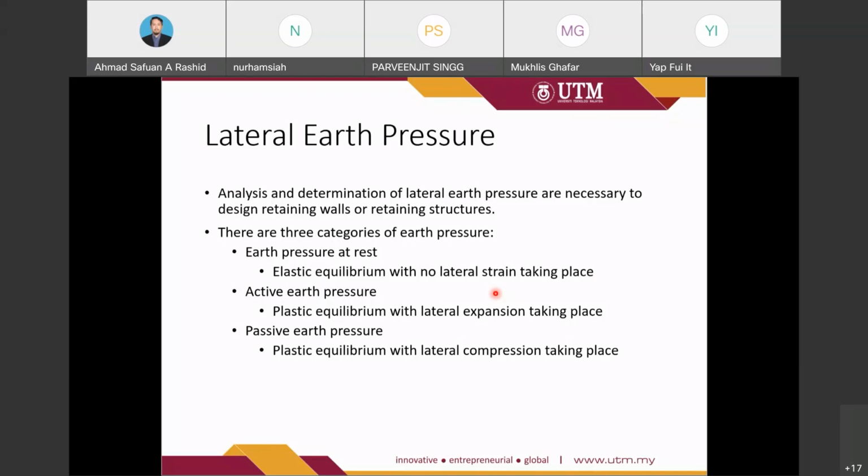Then the second one is the active earth pressure, plastic equilibrium with lateral expansion taking place. This is where there is movement and the soil reaches the failure state. Then there is the passive earth pressure, plastic equilibrium with lateral compression taking place. So the active is on expansion while the passive is on compression.